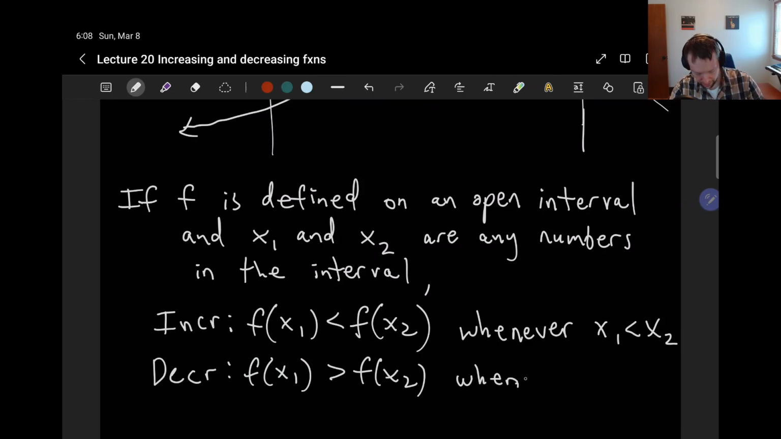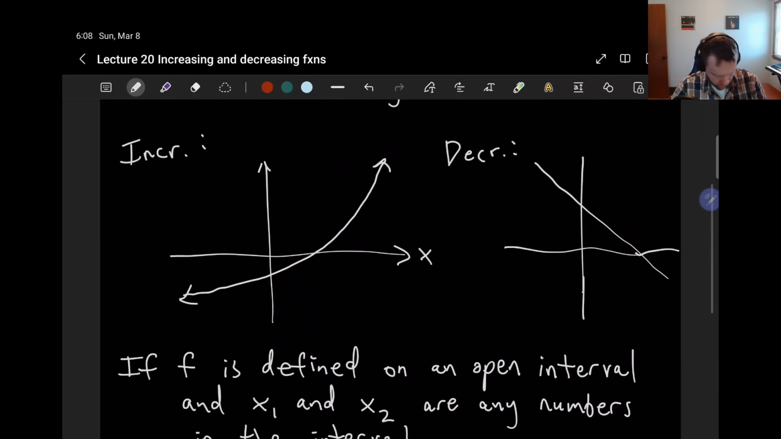It's still the case that x1 itself is less than x2, but now the y values have reversed. So now I have the higher y value when I'm to the left, the lesser x. Let me illustrate this. So suppose this is x1 and x2. I'm saying I have the higher y value on the left versus the right. So that's decreasing. And these are in that interval I was talking about.